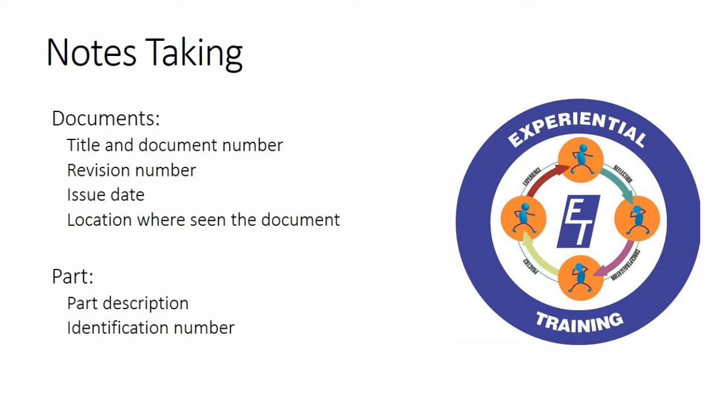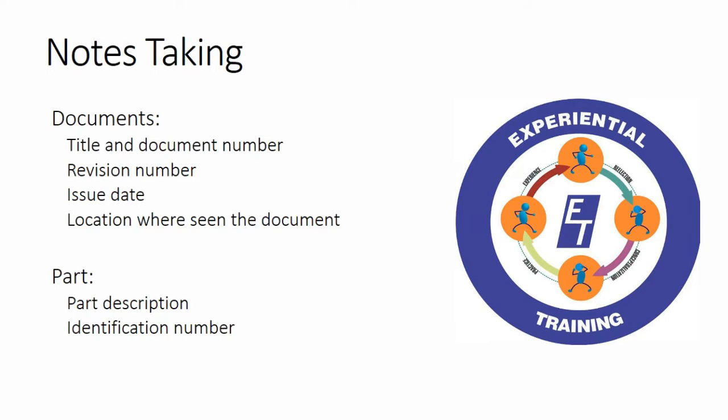For notes taking, let's look at few examples. When you look at a document, make sure that you note down the title of the document, document number, document revision, date of issue, and where did you see that document. You saw a particular drawing in the production shop, make note of that: this particular drawing with this revision number, this issue date was seen on the production floor. That's where the problem was. Make full comprehensive notes of that particular document detail.